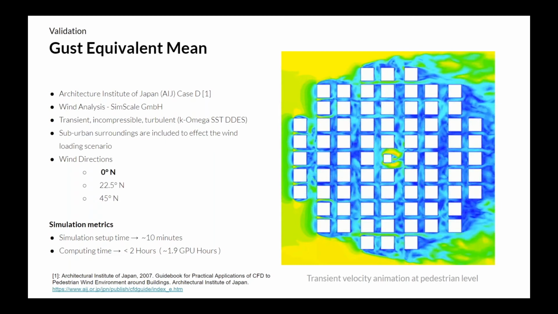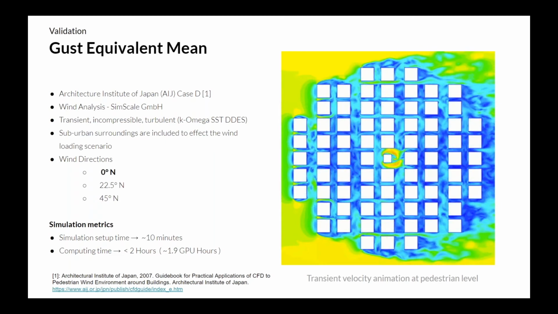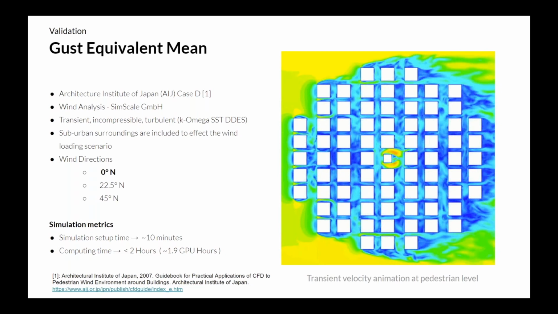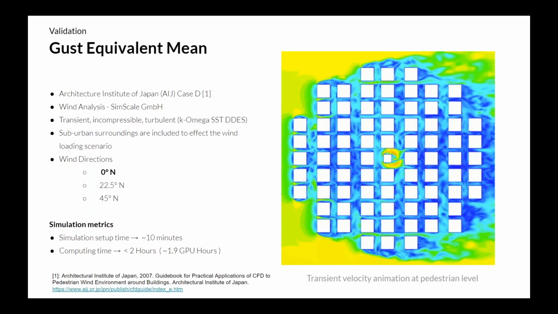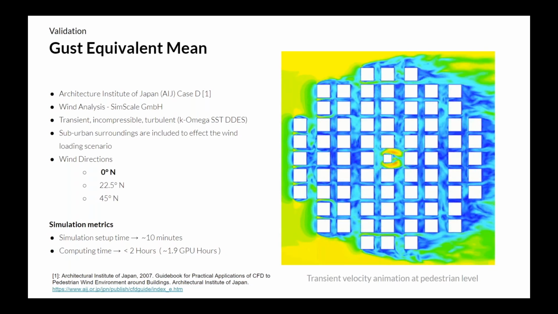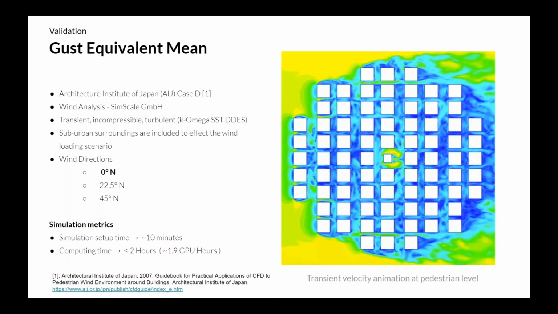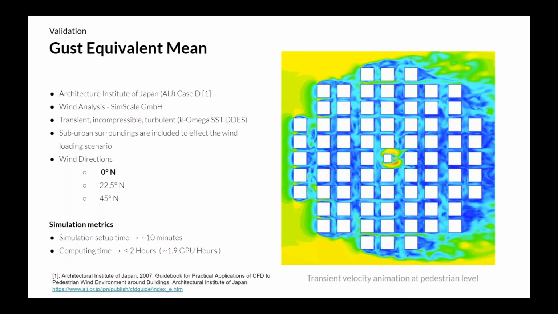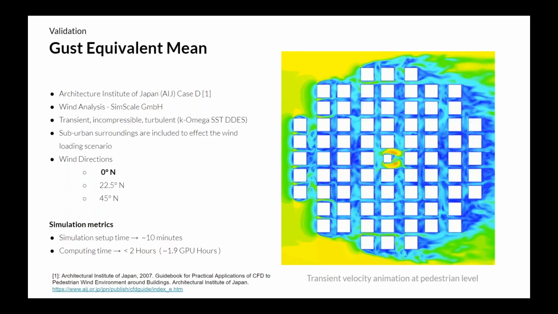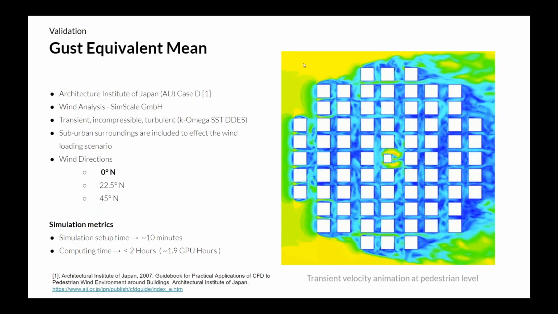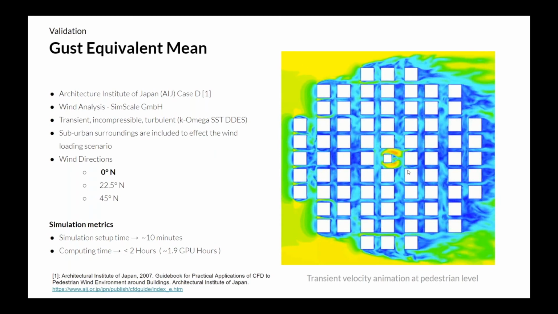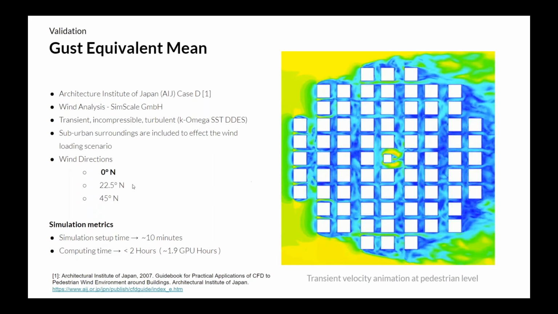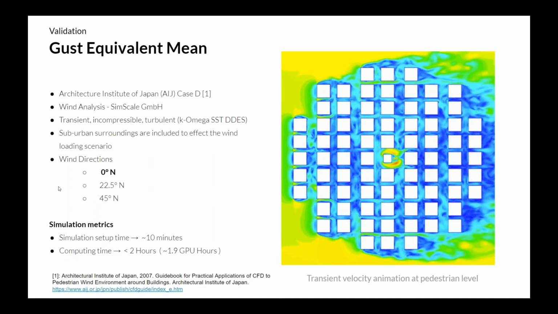In this particular case, we chose AIJ case D because in the wind tunnel, they also measured not only the mean velocity, but also the turbulent kinetic energy. So we could compare with the turbulent kinetic energy evaluation that we're doing now. It's an idealized geometry. It's not really a natural urban environment, but still the results are comparable.